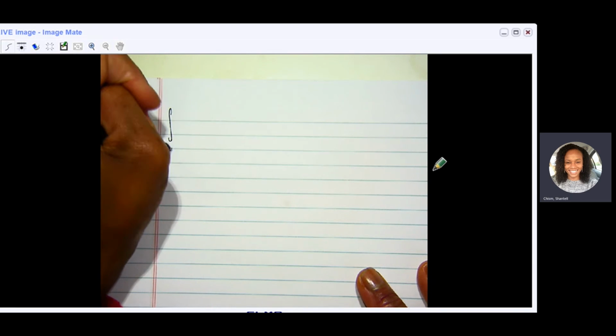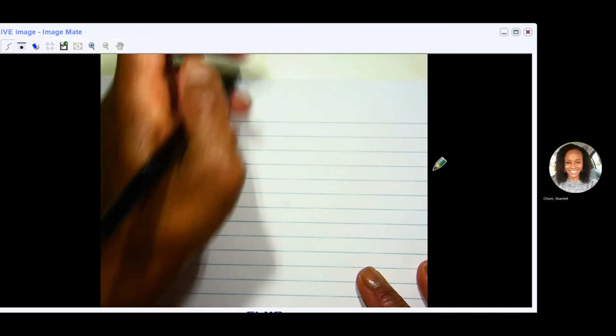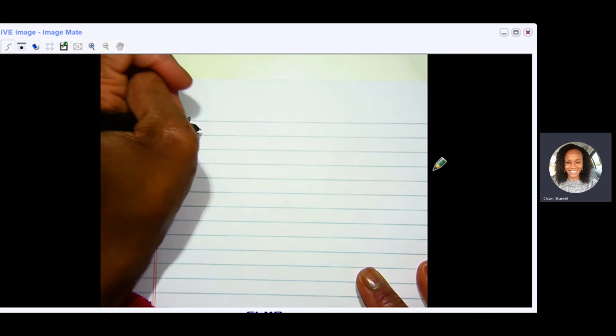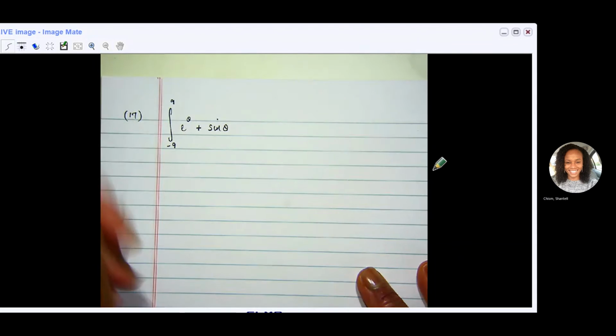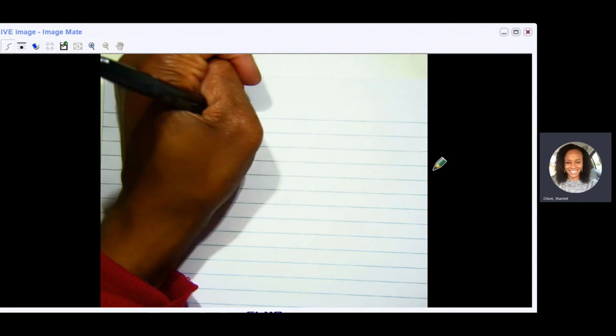Number 17. So we've got the integral from -9 to 9 of e to the theta plus sine theta, with respect to d theta. So basically, you're just looking for the antiderivative. Remember, you've got a formula sheet, and these are also in the notes: the antiderivative for e to the x and the antiderivative for sine x are in your notes for 5.1. The reverse is fine, even if it's theta instead of x.